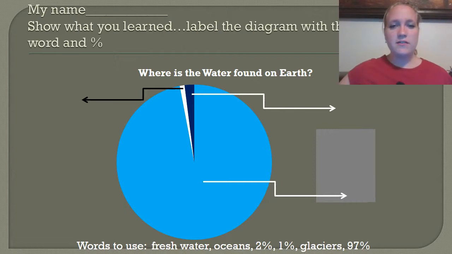Here's our exit ticket quiz. We want you to show what you've learned by labeling the diagram with the correct word and the percent. This dark blue part right here, what amount is that? Is it freshwater, oceans, 2%, 1%, glaciers, or 97%? This skinny white part, again, label it freshwater, oceans, 2%, 1%, glaciers, or 97%. This one is pointing to this teal color here. Label that as either freshwater, oceans, 2%, 1%, glaciers, or 97%.